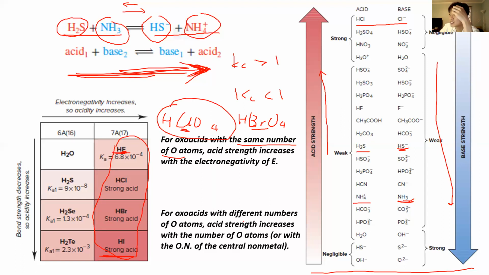When you have the same nonmetal but different oxygens, for example, HClO4 and HClO3, you have the same nonmetal but a different number of oxygens. The higher the number of oxygens, the stronger the acid. There are more details about why in the video lecture.